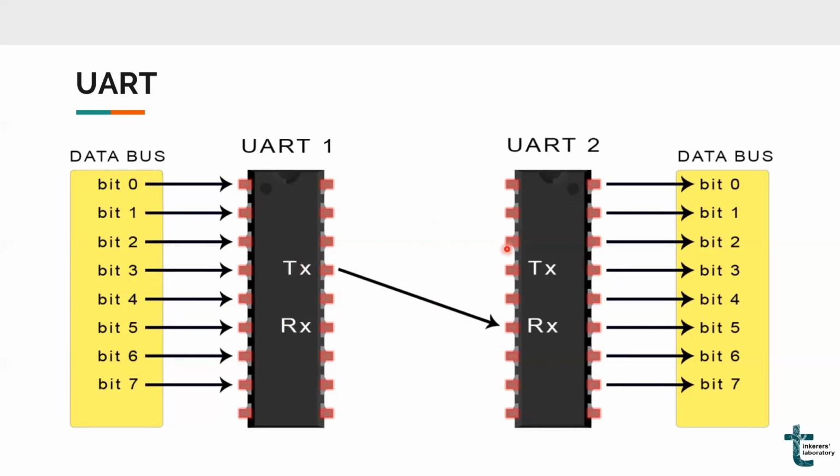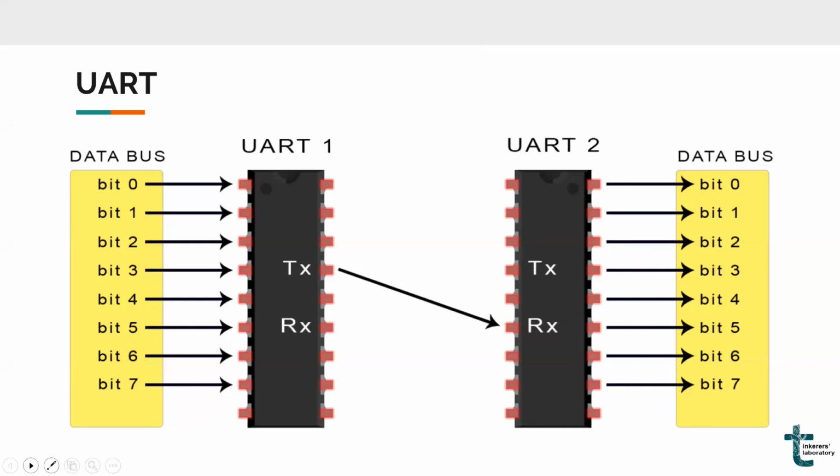And then the second UART device makes sure that there is no error in the transmission. The data was not changed during the transmission. It makes sure of that, and then it converts it from serial data back to parallel data. So we'll see more about the error checking mechanism.